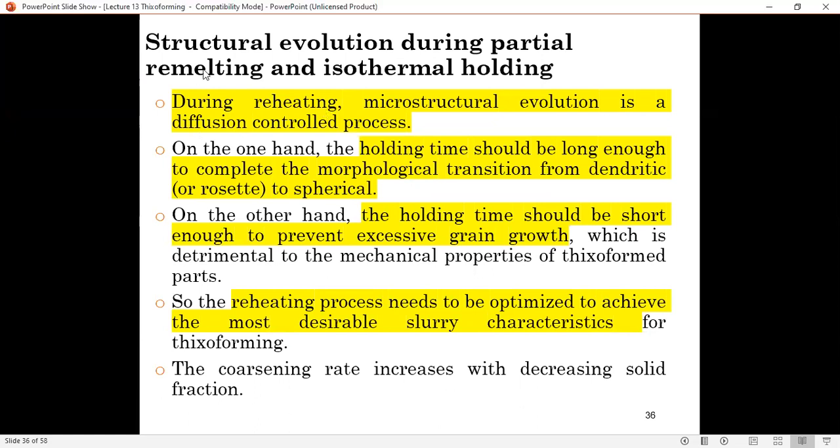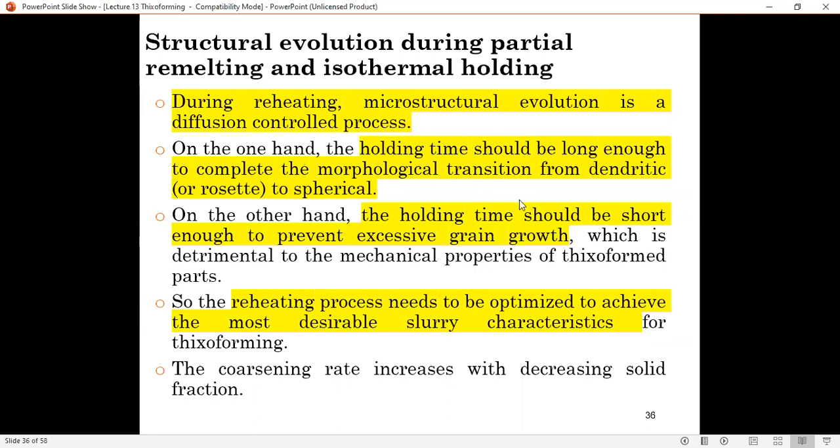So structural evolution. What happens during partial melting, thermal holding? During the heating, structural evolution is controlled. During reheating, the evolution is basically controlled by diffusion. Holding time should be long enough to complete the morphological transition from dendritic to spherical. But holding time should be short. So you have to balance the holding time between these two.